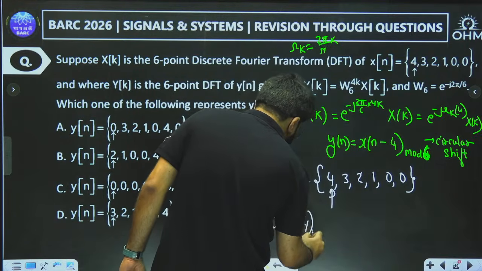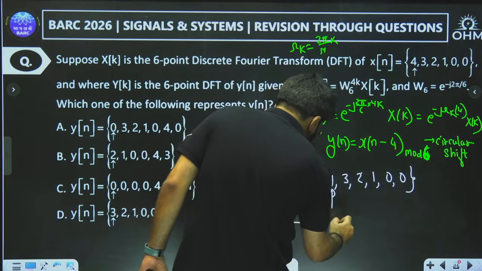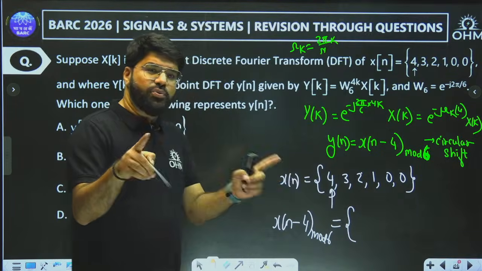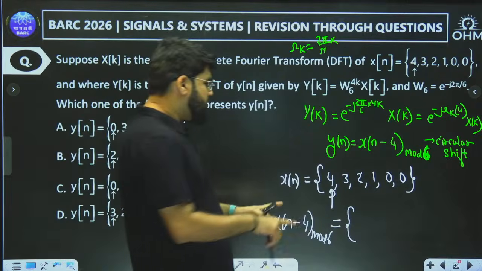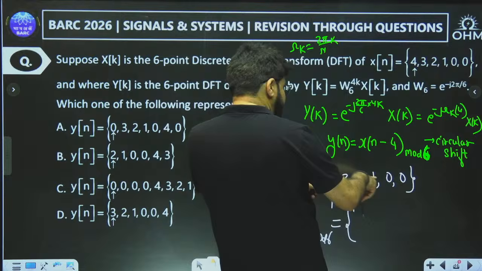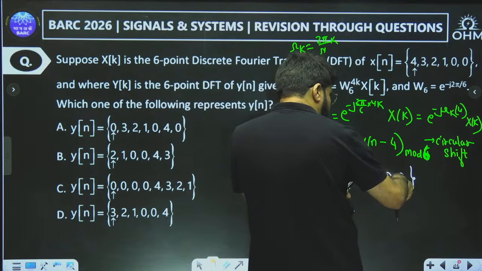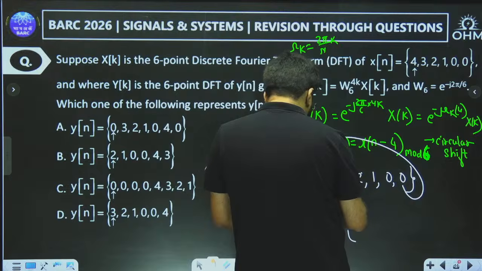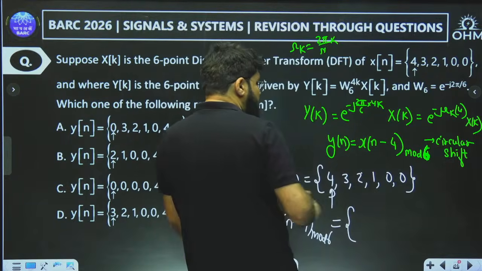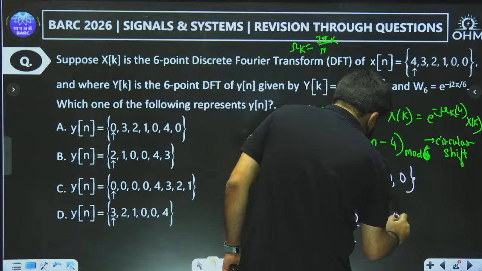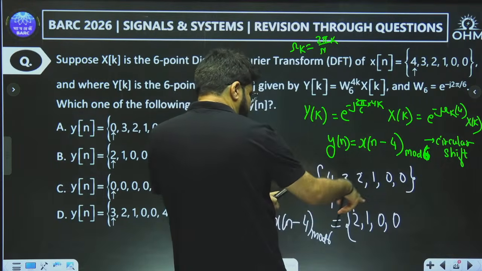Normally, x of n minus 4 means right shifting. But for a periodic signal you write the result only in one period, from 0 to N minus 1. If it was linear shifting, you would go to the right. But since you cannot go outside, any value going outside will circularly move and come here. You have to do this 4 times. So what is going to happen? The last 4 samples will come to the beginning: 2, 1, 0, 0.